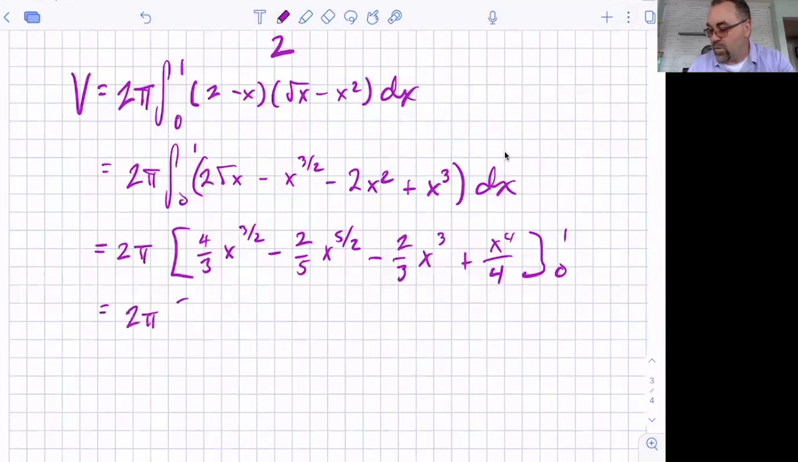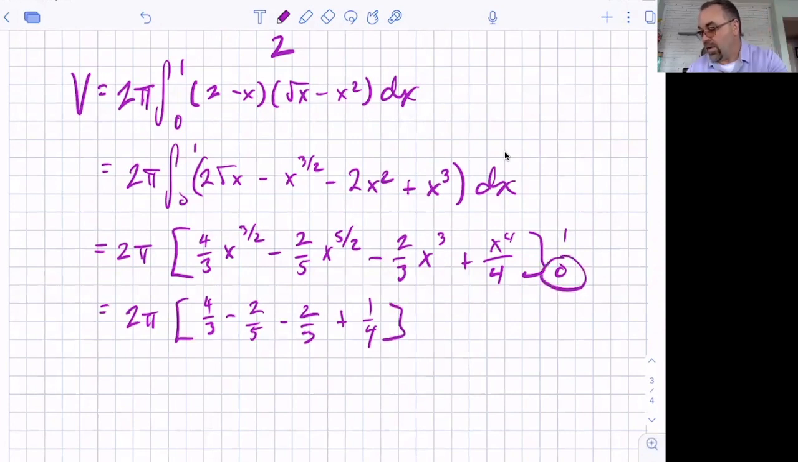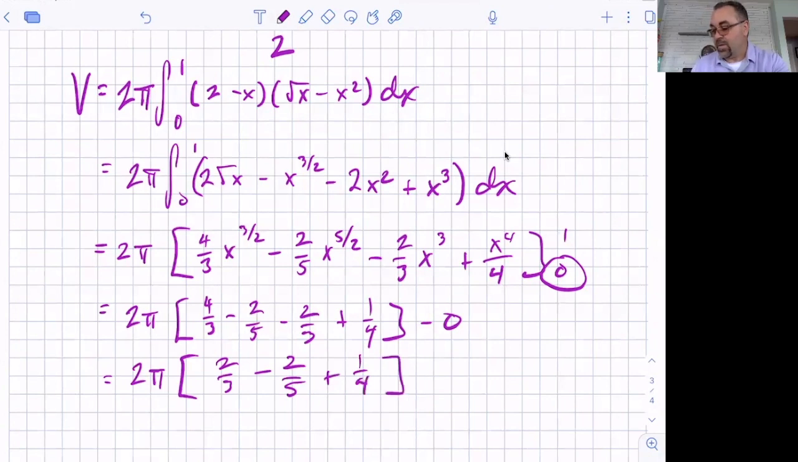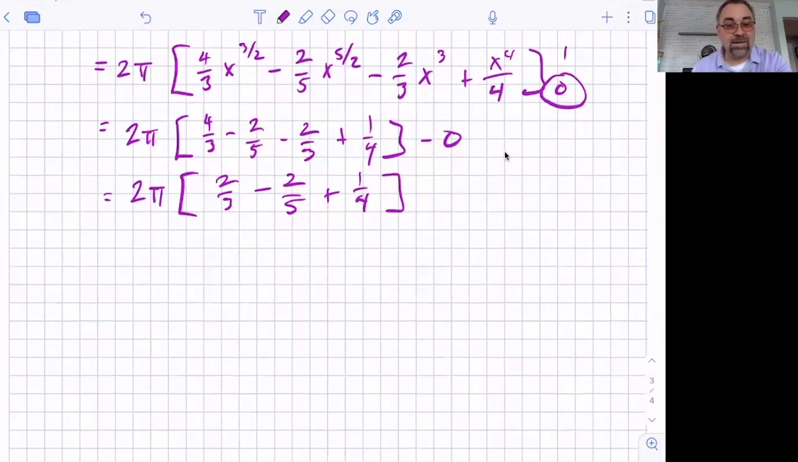When we put in the 1, of course, we just get 4/3 minus 2/5 minus 2/3 plus 1/4. Now the 4/3 minus 2/3 is 2/3. This whole thing is, of course, minus 0. When we plug in that lower limit, there's a minus 0 on here, but of course we don't need to worry about that. So now we have 2/3 minus 2/5 plus 1/4. The common denominator for 3, 5, and 4, unfortunately, is going to be 60.